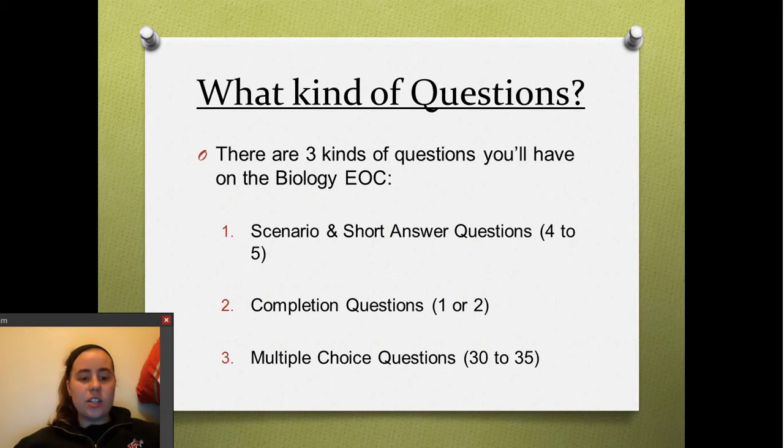The completion questions are your simple standard fill in the blank. So maybe it will show you a DNA strand and say, what's the complementary strand to this? Maybe it will ask you how many chromosomes are in the human body. Different things like that. There's only 1 or 2 completion questions, so there's not a lot. And then finally, the third is multiple choice questions. There's 4 answers. You have to select one. It's based on your content knowledge, and there's usually between 30 and 35 multiple choice questions that are available.